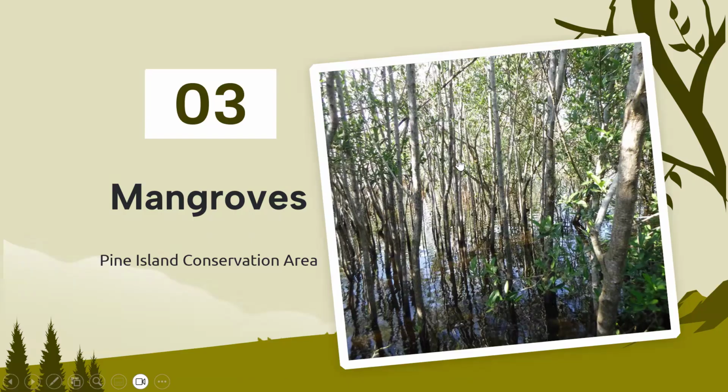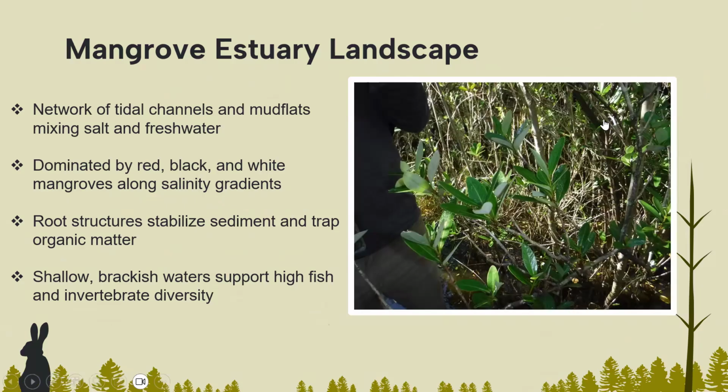The last ecosystem is the mangrove ecosystem in Pine Island Conservation Area. This was a heavily mangrove dominated environment, and mangrove estuary landscapes are composed of a network of tidal channels and mudflats that mix with salt and fresh water, which creates that brackish water that we were stomping through. They're dominated by red, black, and white mangroves, and these mangroves are arranged along salinity gradients. Root structures stabilize sediment and trap organic matter, and that makes this ecosystem especially good at holding fish and invertebrate diversity.